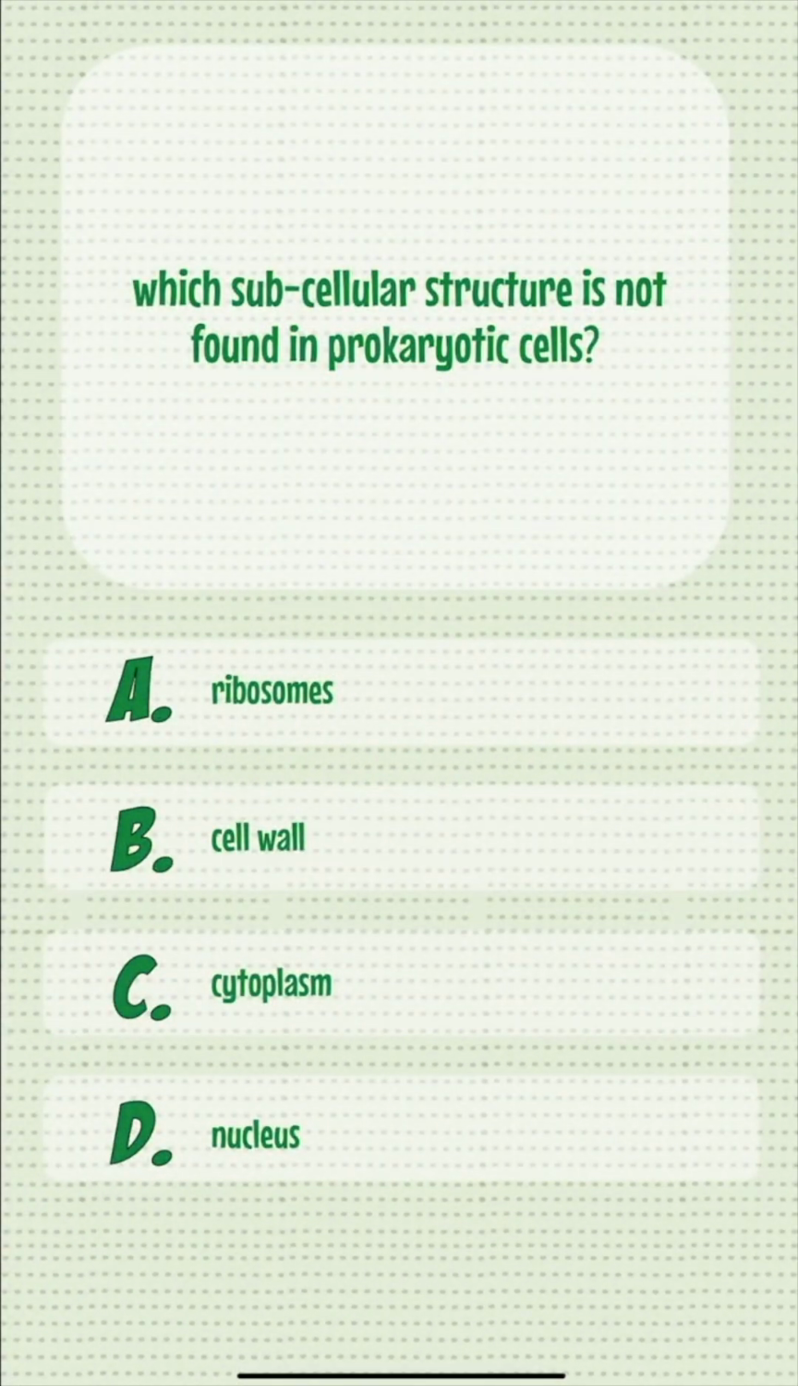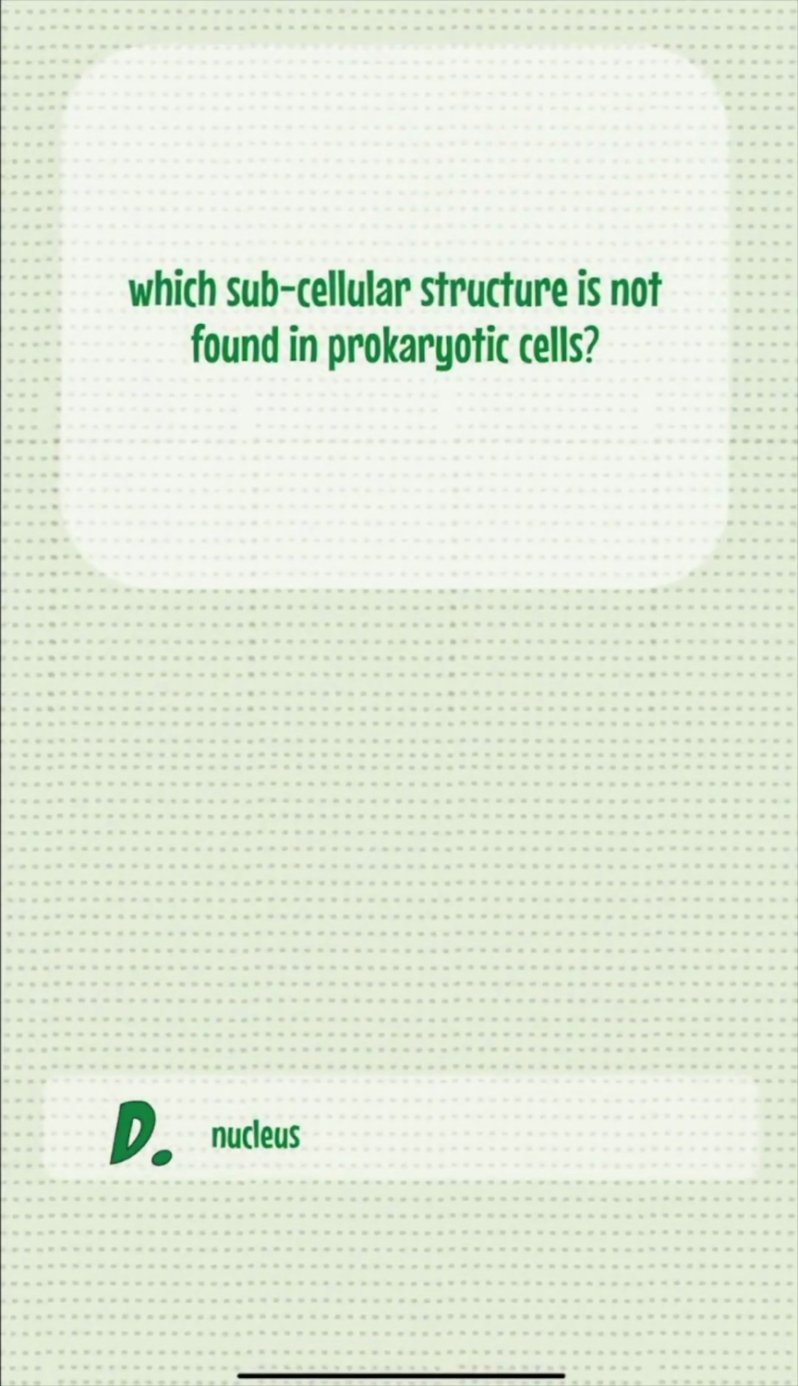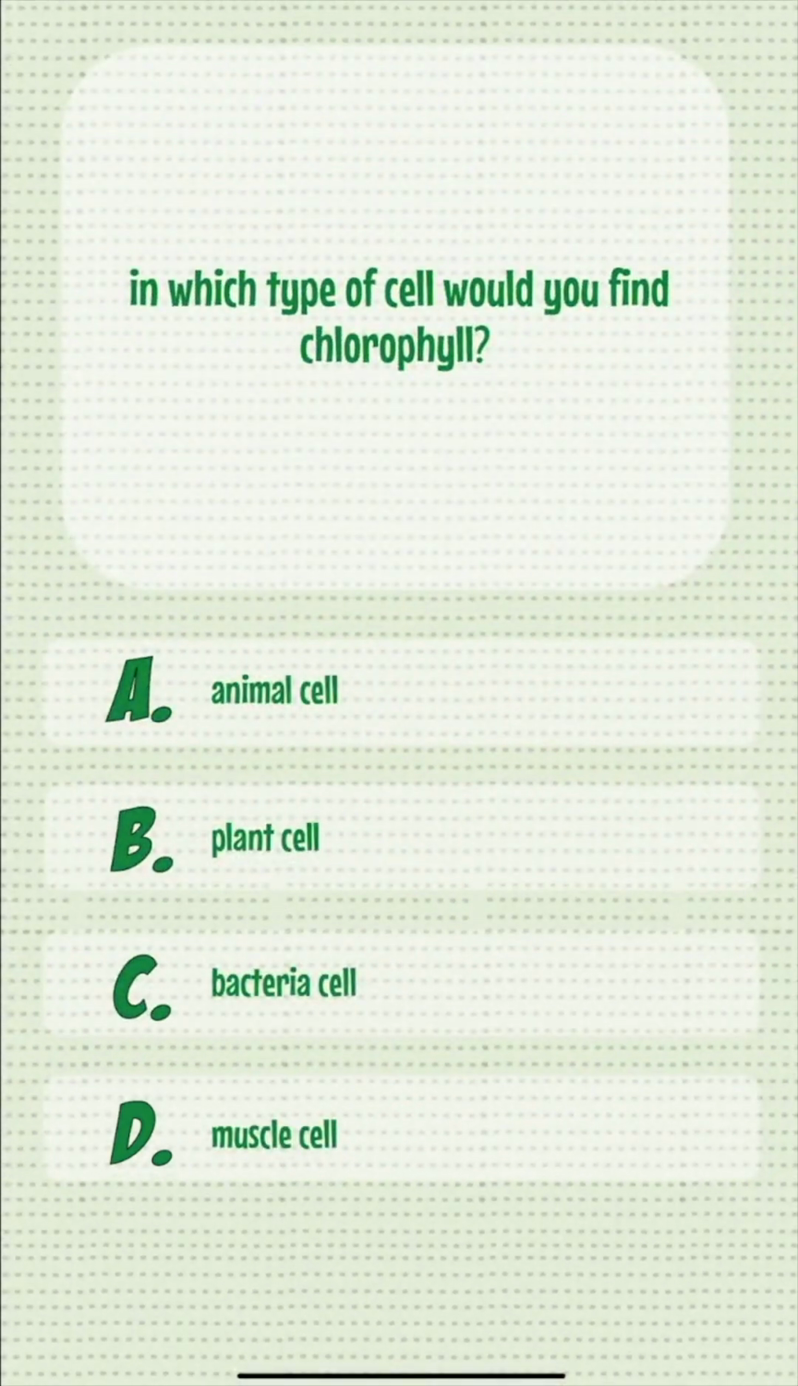Which subcellular structure is not found in prokaryotic cells? This is the main difference between prokaryotes and eukaryotes. This would be D. Yep, nucleus is not found there. Well done.